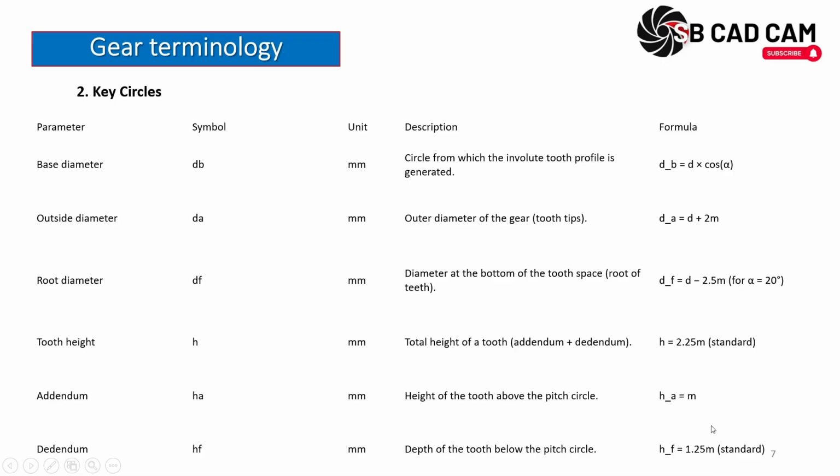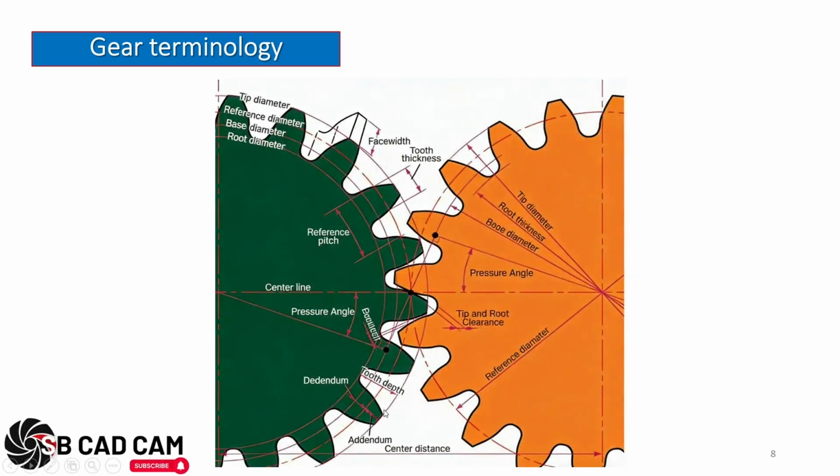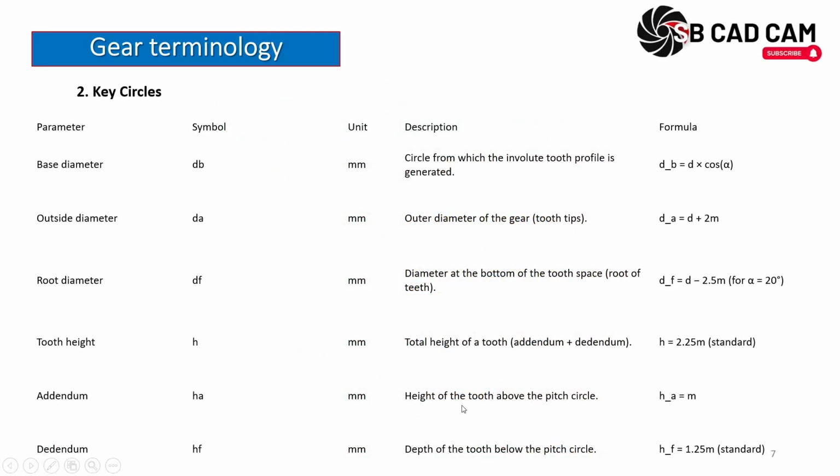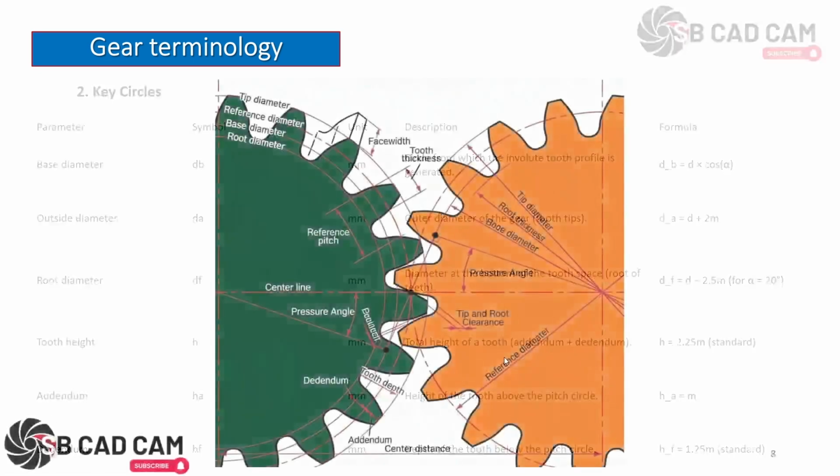We can calculate them with these laws, and they are here, the addendum, and here is the dedendum. So it's the height of the tooth above the pitch circle for the addendum, and the depth below the pitch circle for the dedendum.